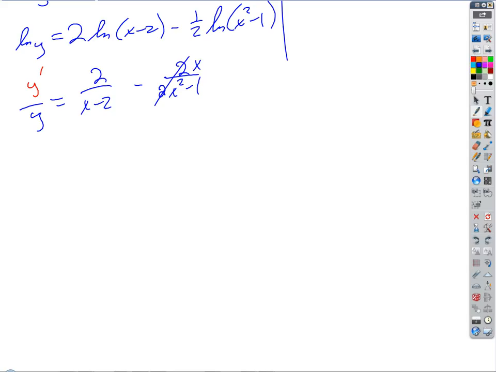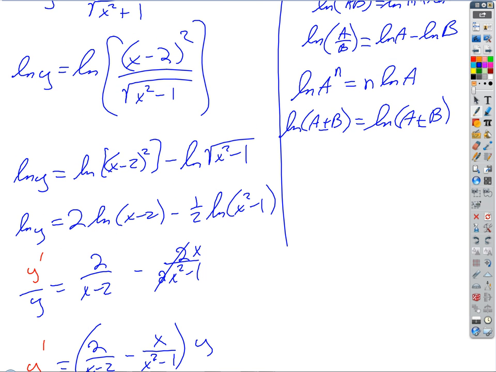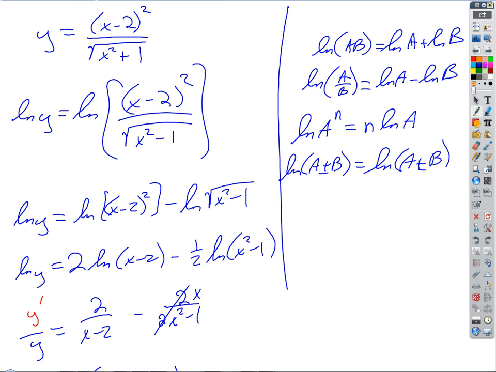Now we know that if I solve for y prime, that's just gonna equal all this stuff: 2 over x minus 2 minus x over x squared minus 1, times y. And what's y? Well, y's just that, right? So I can make that substitution and I'm done.